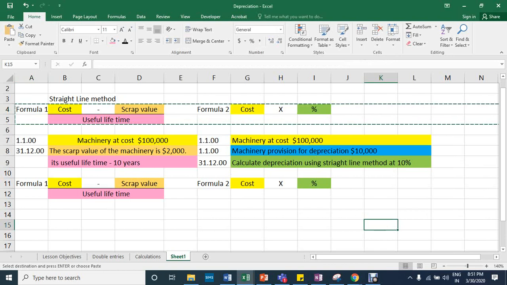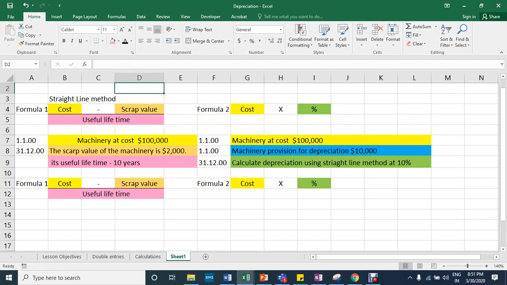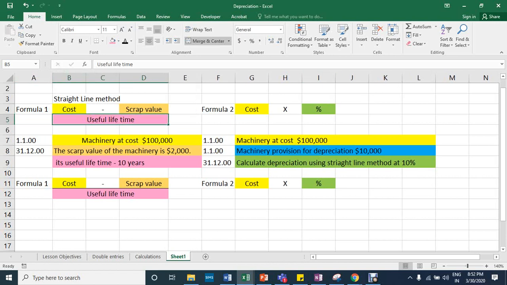Okay, there are two methods of calculating depreciation using straight line method. One of the methods is using formula 1: cost take away scrap value. Scrap value is the amount that an asset can be sold for after its useful time, and useful lifetime is for how many years you can use a non-current asset. And formula 2: cost times the percentage.